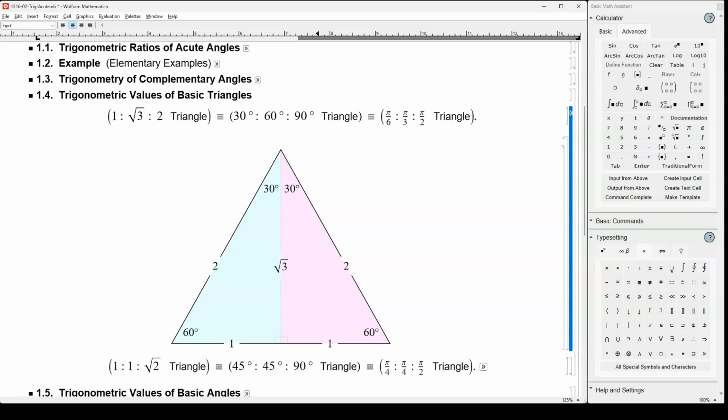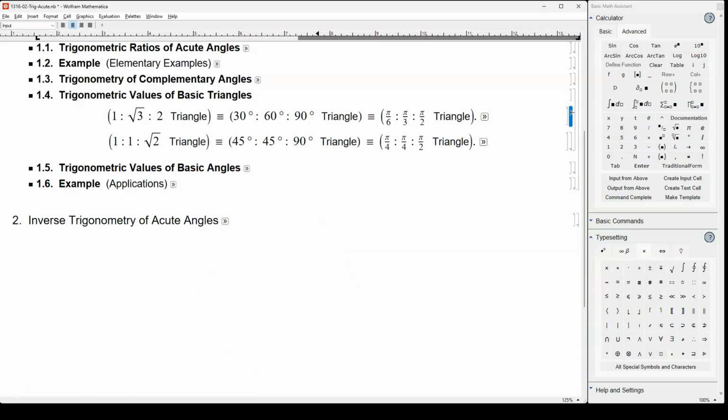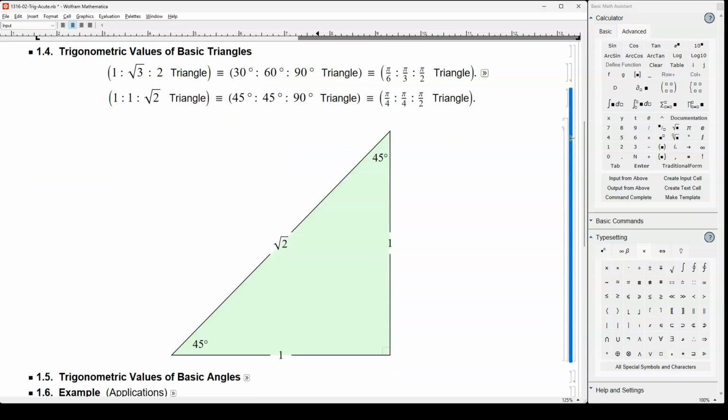And just looking at either the blue triangle or the pink triangle, you get a right triangle, 30, 60, 90 degrees, or pi over 6, pi over 3, pi over 2. The sides are 1, square root of 3, 2. This is triangle number 1 of this course. Here's triangle number 2: 45, 45, 90 degrees, so it's an isosceles triangle. And this is 1 squared plus 1 squared is 2, so square root of 2 there.